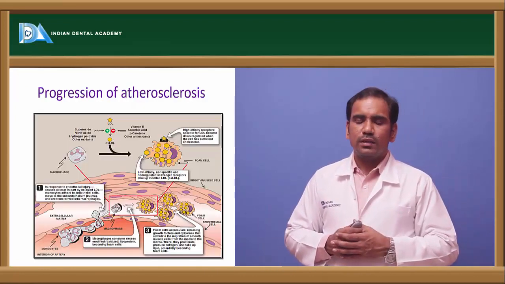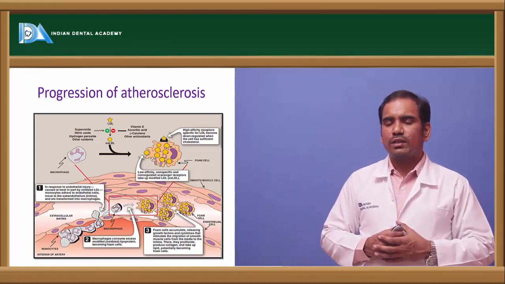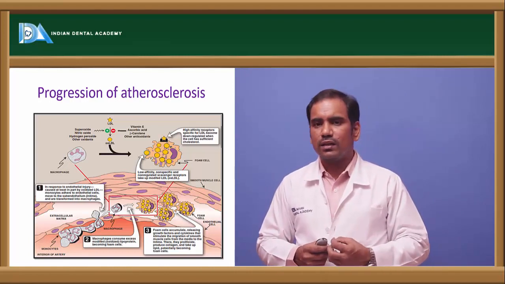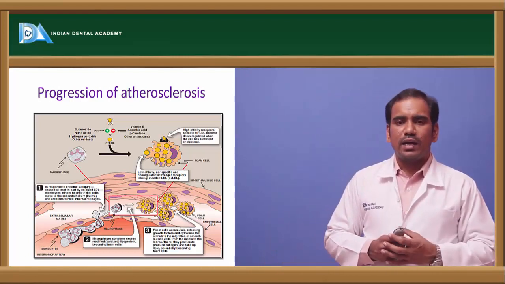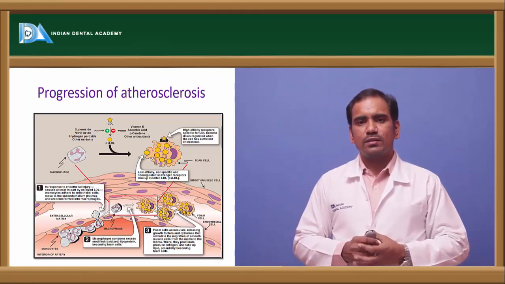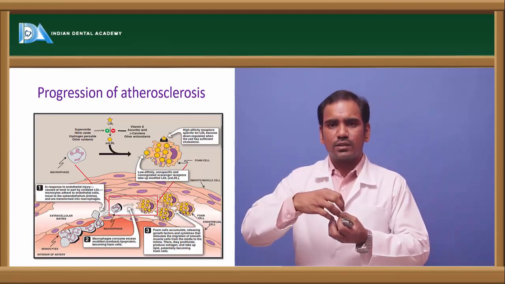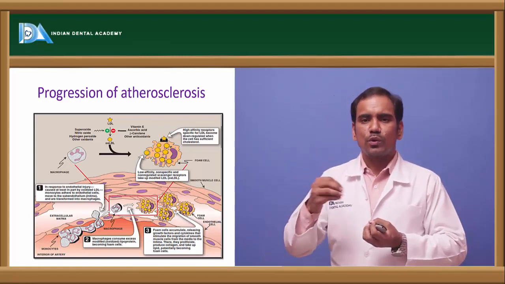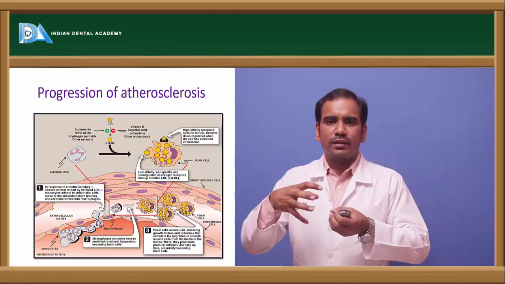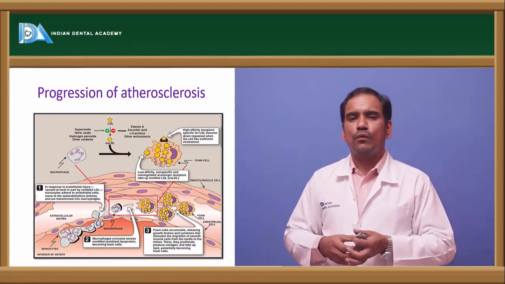And here you can see the mechanism of atherosclerosis, how it occurs. Whenever oxidized LDL is there, that oxidized LDL enters into the intima and attracts the macrophages. Monocytes are attracted to that site, those monocytes are transformed into macrophages, and those macrophages engulf the oxidized LDL and are converted into foam cells.